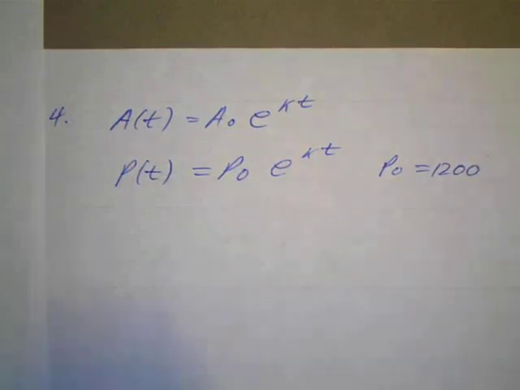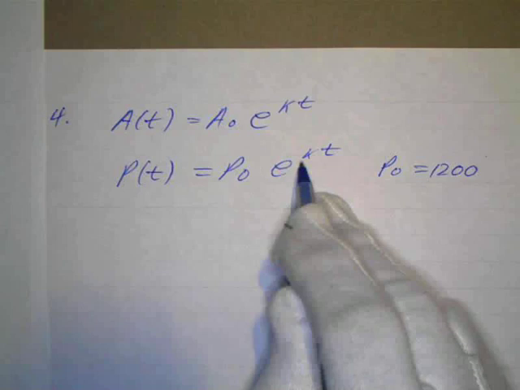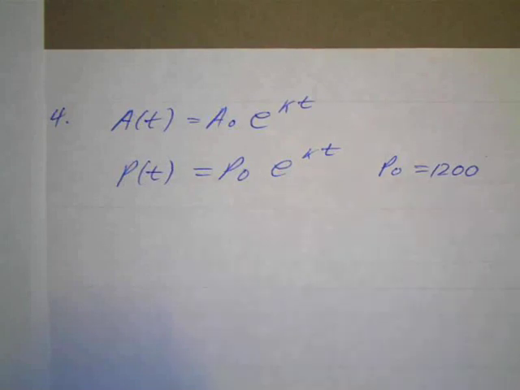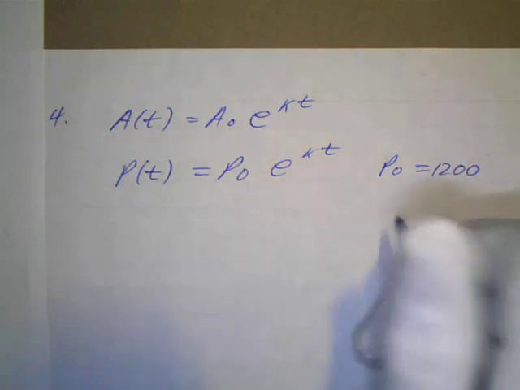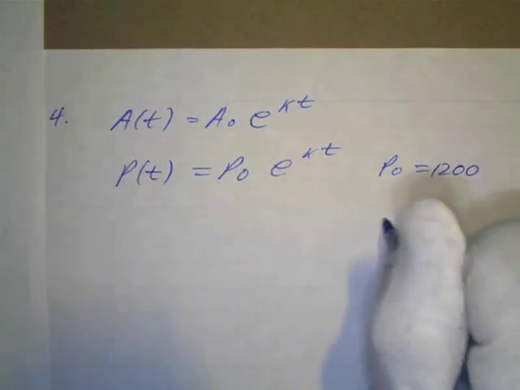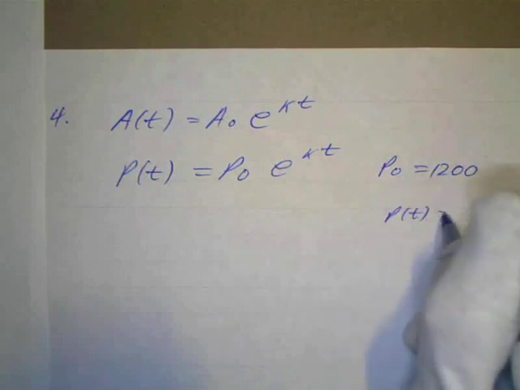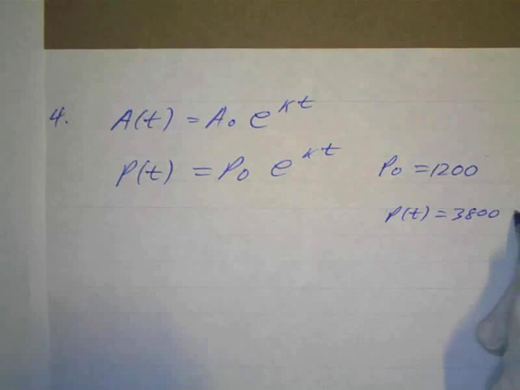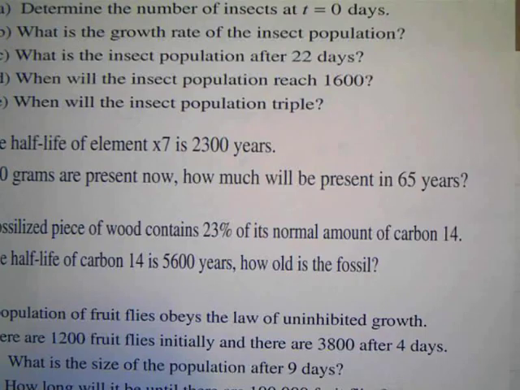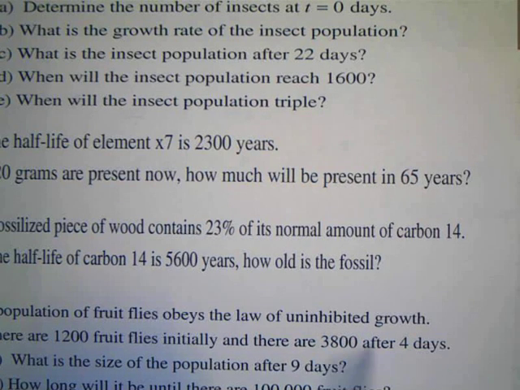Okay, and that's all. We don't know what k is. T is open, so you have to figure out the k, but they tell us that when P of t equals 3,800, t is equal to 4. All right? Now that's the key. That's how we're going to find the k.